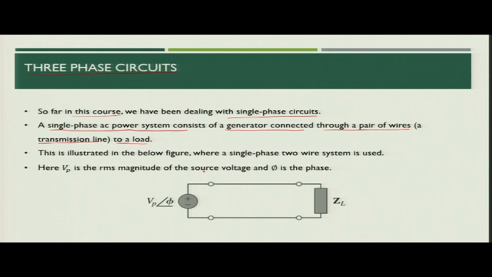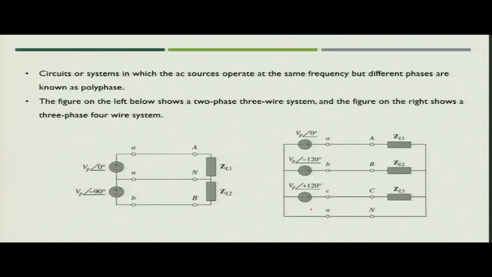If you see this particular figure, this is a single phase AC power system where you have a voltage source connected to the load with the help of a pair of wires. We call them a transmission line. Here Vp is the RMS magnitude of the source voltage, phi is the phase angle, and ZL is the load impedance.